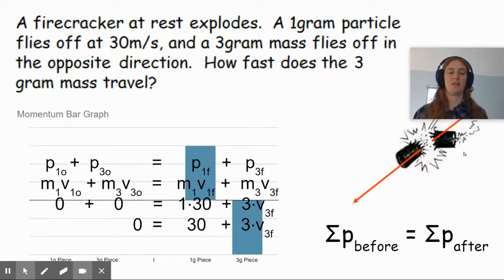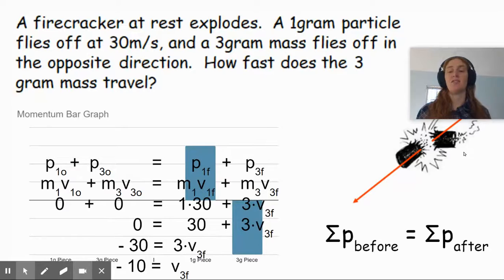So just do 1 times 30, subtract 30 from both sides, and I get a velocity of negative 10 meters per second, which makes perfect sense because I do expect it to be going in the opposite direction as the first one. And I said the first one was moving in the positive direction.